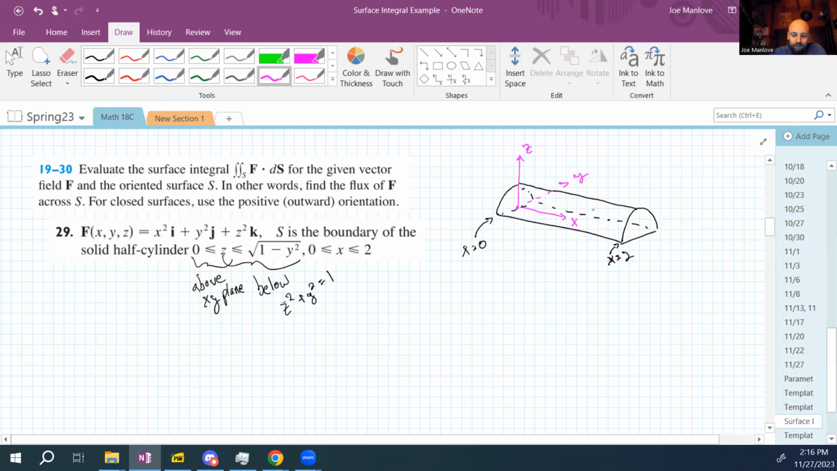Okay. So I think I'm going to call my four things something convenient. I'm going to call this face here R for right hand side. I'm going to call this one here L for left hand side. I'm going to call this one here C for cylinder, and I'm going to call this one under here B for bottom. So I'm going to have four surfaces that I'm going to have to parameterize. The problem says that I should use outward orientation.